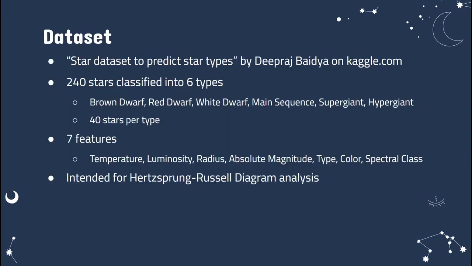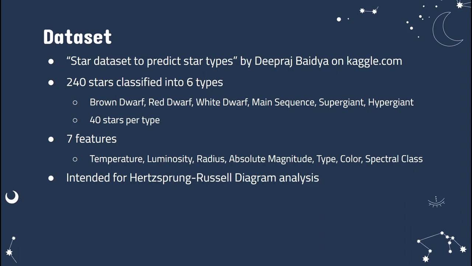For our data set here, we decided to go with this star data set to predict star types, which we found on Kaggle.com. It consists of 240 different data points, each star classified into 6 types. There are brown dwarfs, red dwarfs, white dwarfs, main sequence, supergiant, and hypergiant. And there's an even spread of 40 stars per each of these types. And the data set includes 7 features for each star.